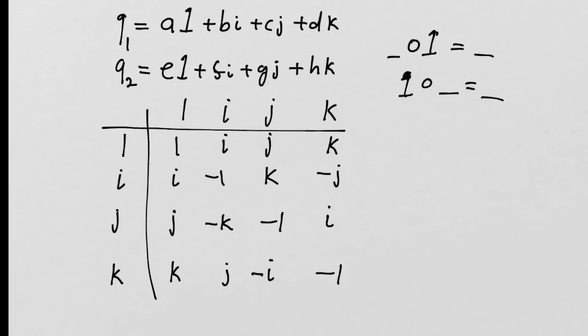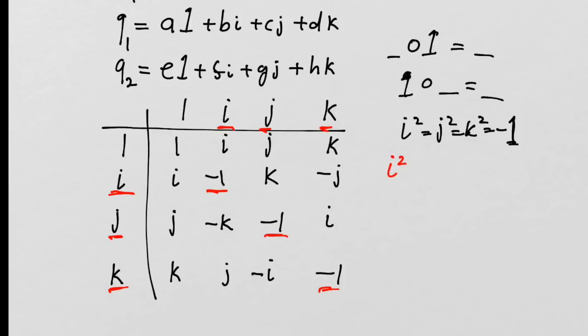So that's pretty important. The other thing we know is that i squared equals j squared equals k squared equals minus the field multiplication identity. And that's exemplified here. i times i is minus 1. j times j is minus 1. k times k is minus 1.